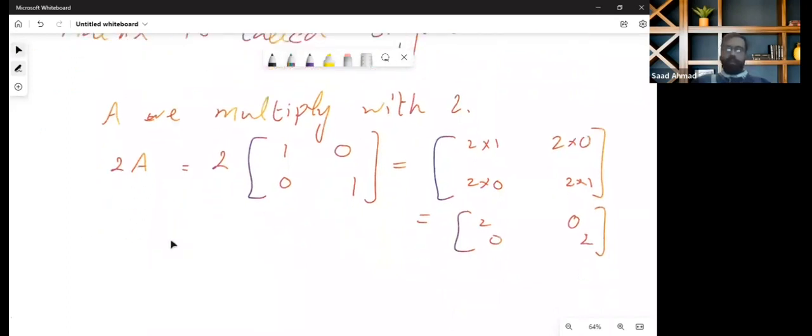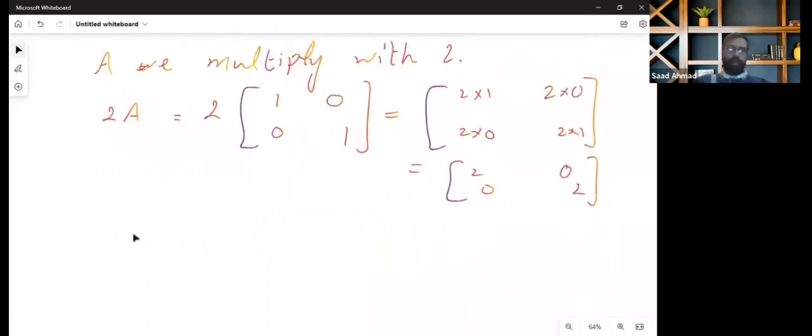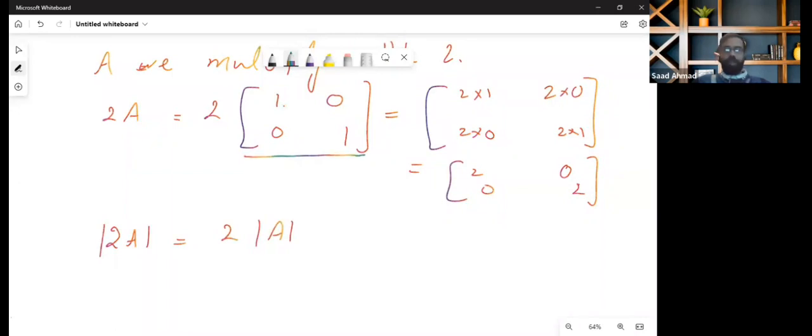And let's say we want to find the determinant of 2A, which equals 2 times the determinant of A. All right, let me just show you. What is the determinant of A quickly? It's 1 times 1 minus 0 times 0, which is 1, so 2 times 1, which is just 2, right?